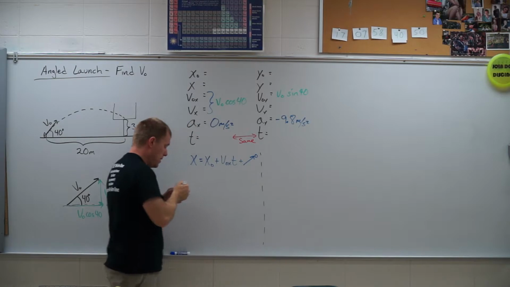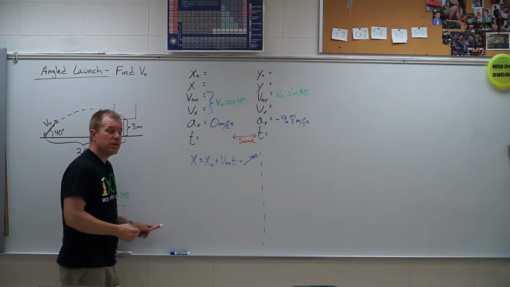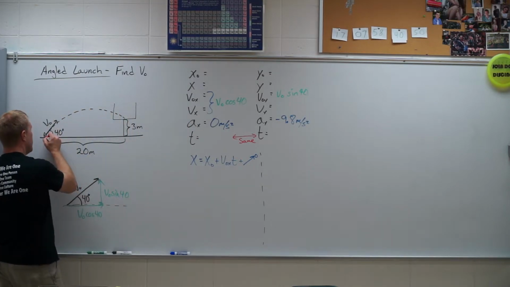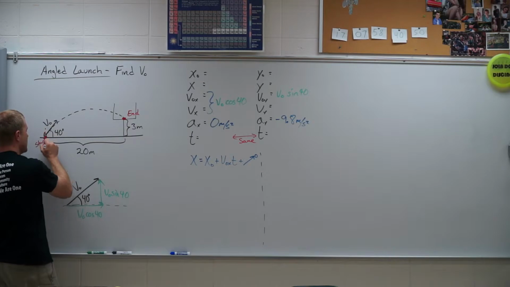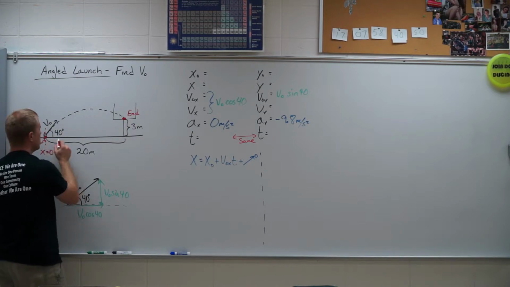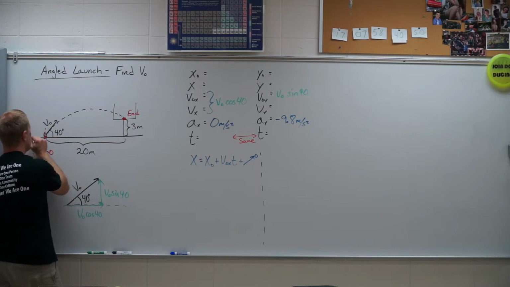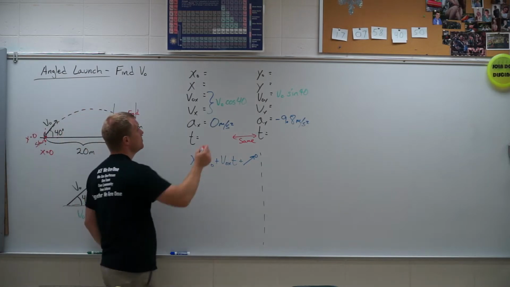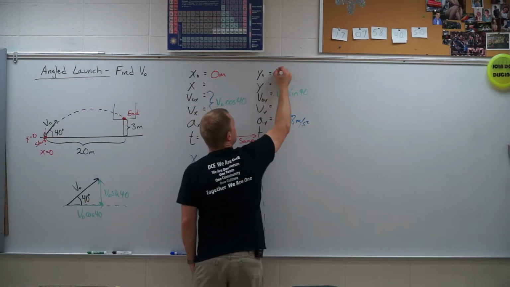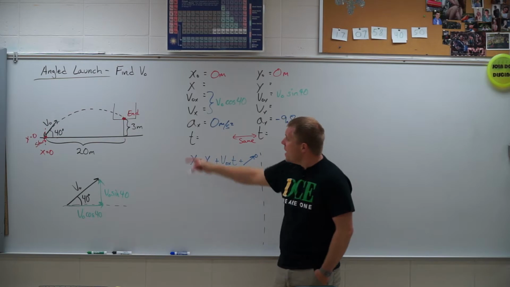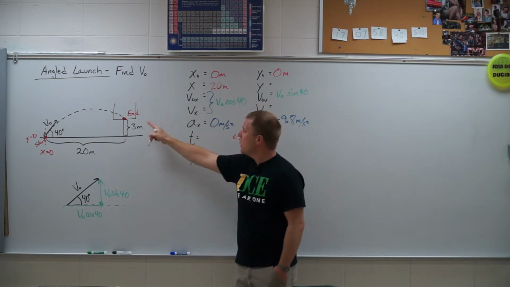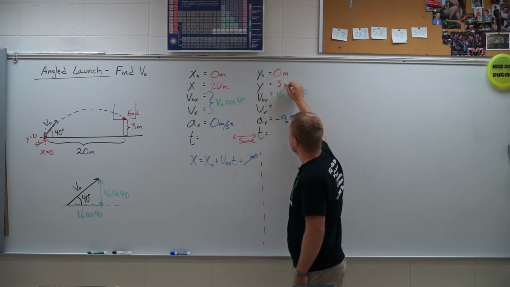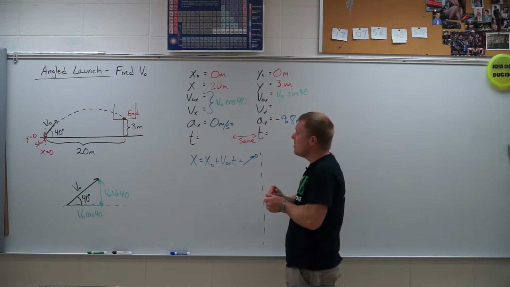The next thing I have to do is choose my coordinate system. So here we go. Starting point, ending point. I choose the leftmost place as x equals 0, and I choose the lower of the 2 points as y equals 0. So it starts at 0, 0. It ends at a position of 20 meters and a height of 3 meters. So now I have my variables listed.